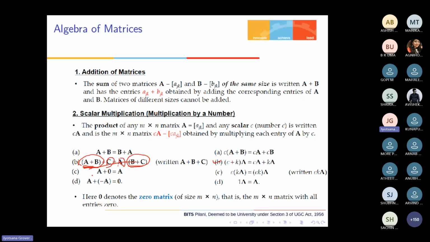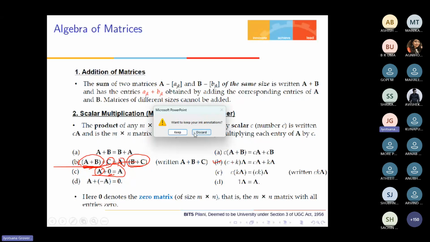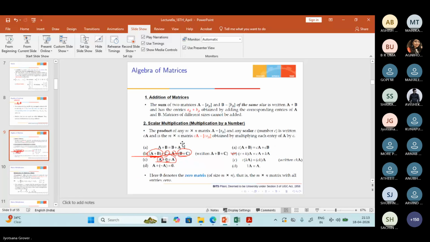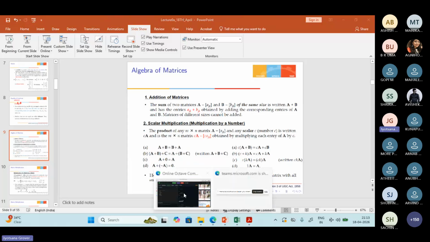Okay, now A plus 0. See, 0 is not a scalar 0. Please see. You cannot add a scalar with a matrix. That won't be compatible. This is a 0 matrix. A plus 0 is A. I'll show you.